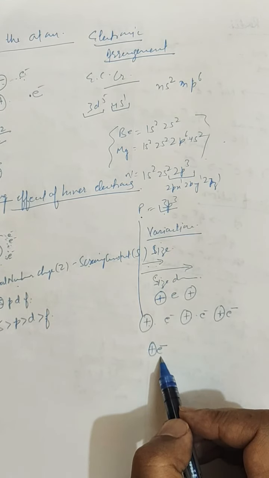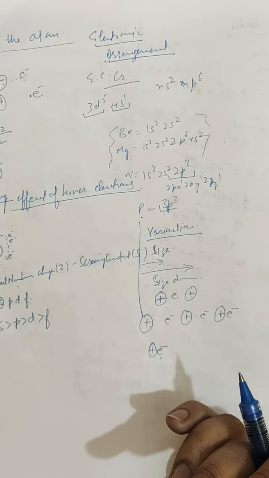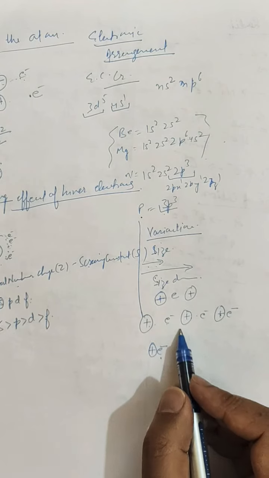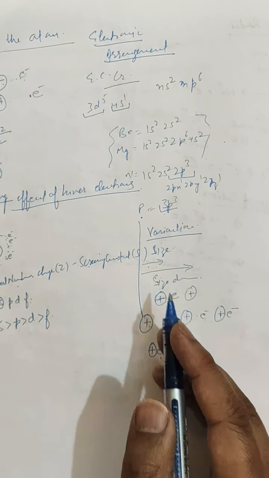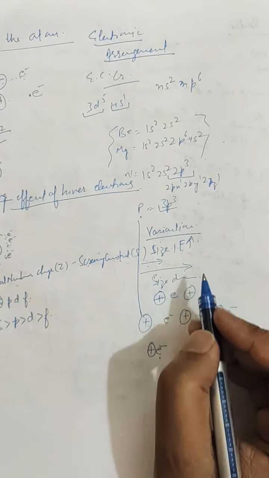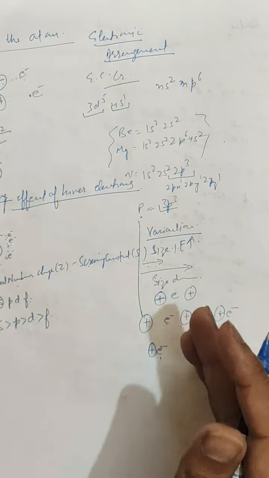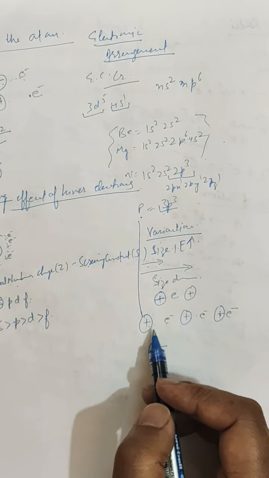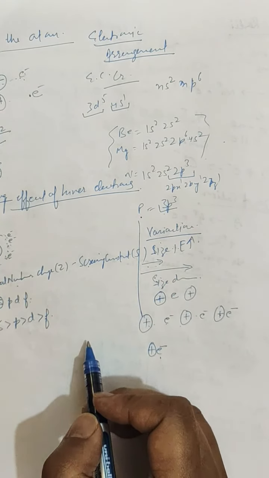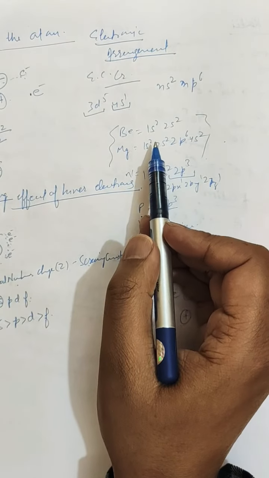So on moving across a period from left to right, the nuclear charge increases and the atomic size decreases along a period. So along a period, ionization energy increases. Whereas downward the group, what happens? Downward the group size increases, so obviously the electron gets far away from the nucleus, which results in the decrease in the ionization energy.